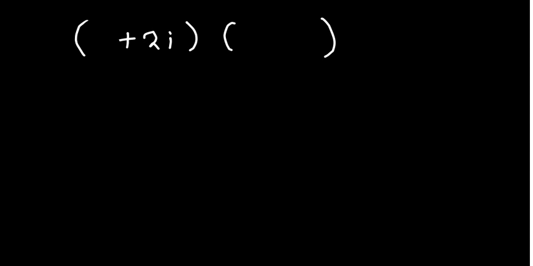And then I'll end with this concept: 2 plus 2i multiplied by 2 minus 2i. Let's perform the calculation there. 2 times 2 is 4. 2 multiplied by negative 2i is negative 4i. Then 2i times 2 is 4i.